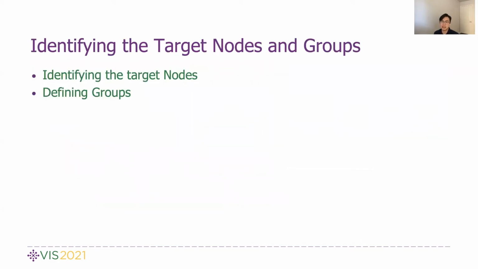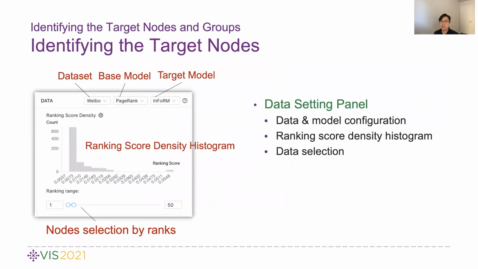Speaking of identifying target nodes and groups, as we mentioned, we want our analysts to have their own mindset of the data to be analyzed and how to define a group of population using which attributes. Thus, we provide flexibility to analysts by designing a data setting panel for basic configurations and mining result summarization. As we focus on ranking tasks in this work, the histogram shows the ranking score density distribution, which supports interactions such as brush selections and ranking range inputs. This helps analysts select the set of target nodes that they care about.